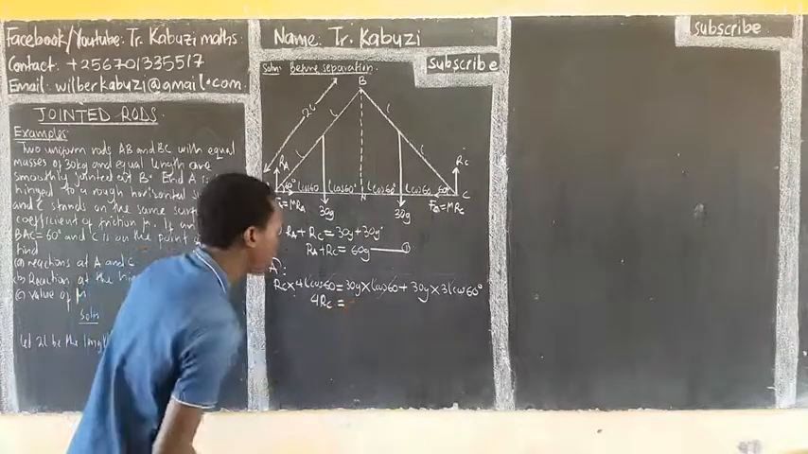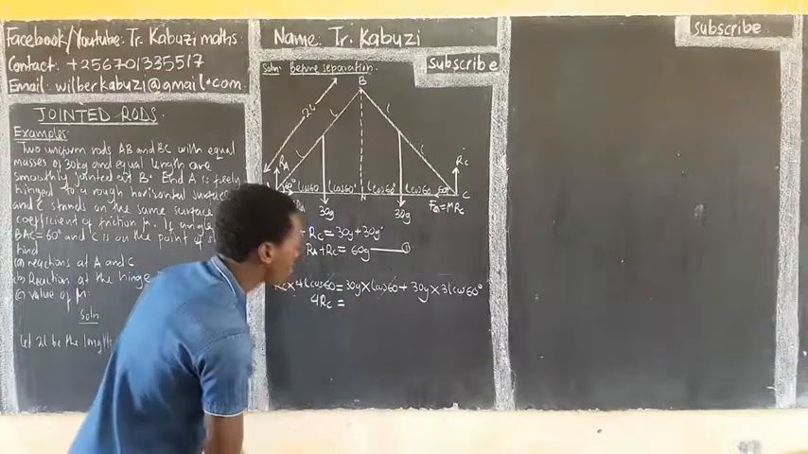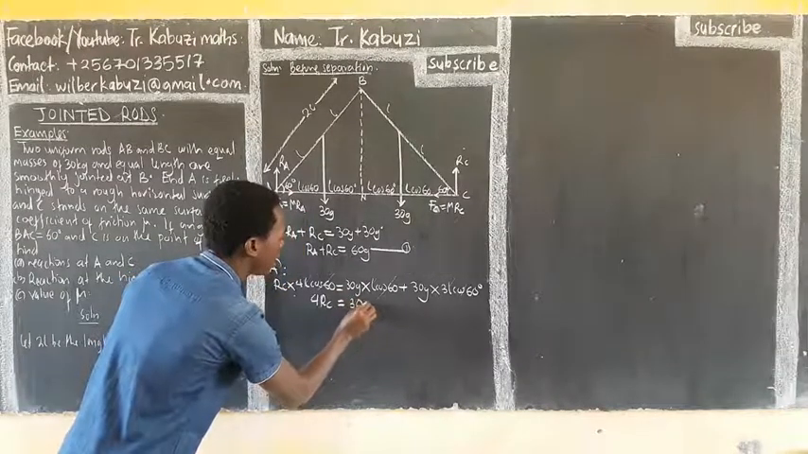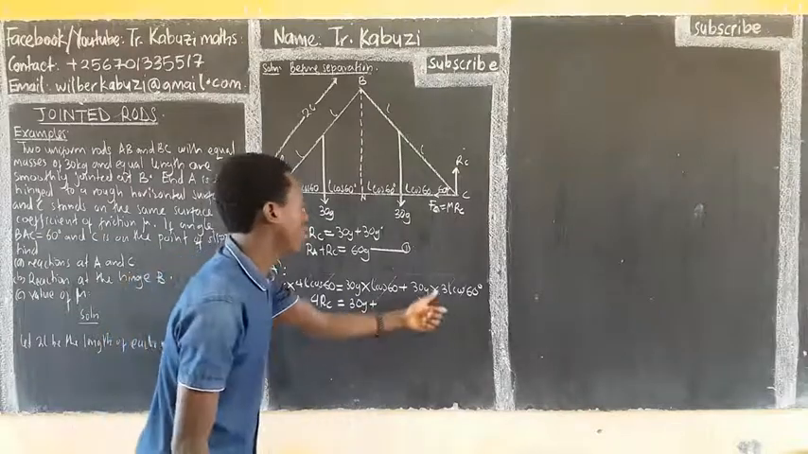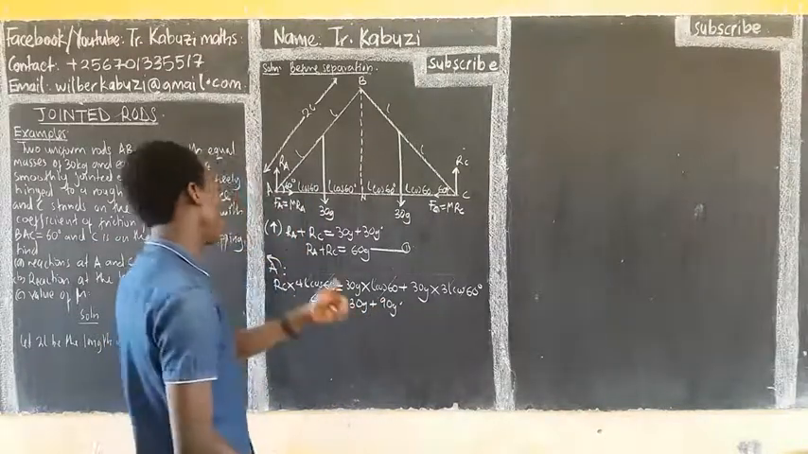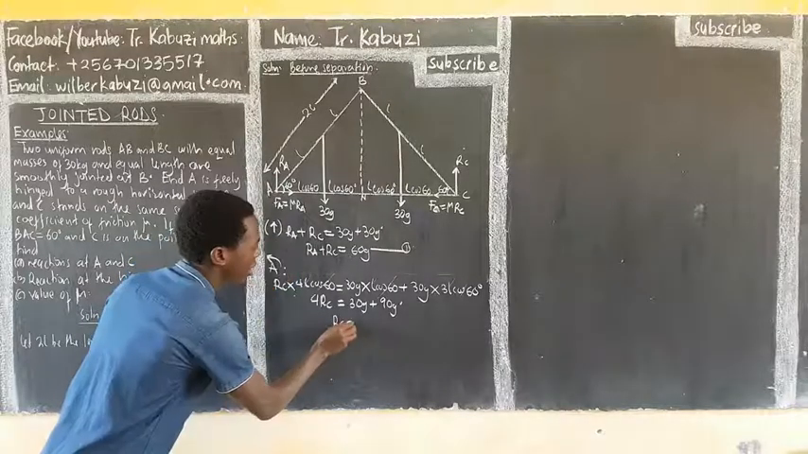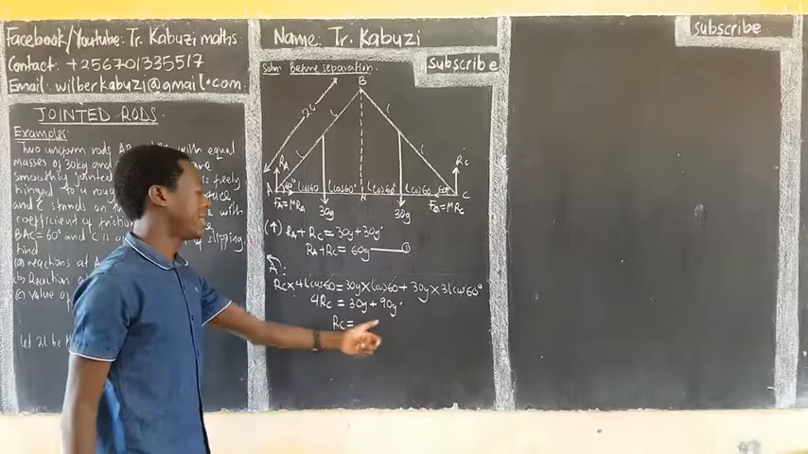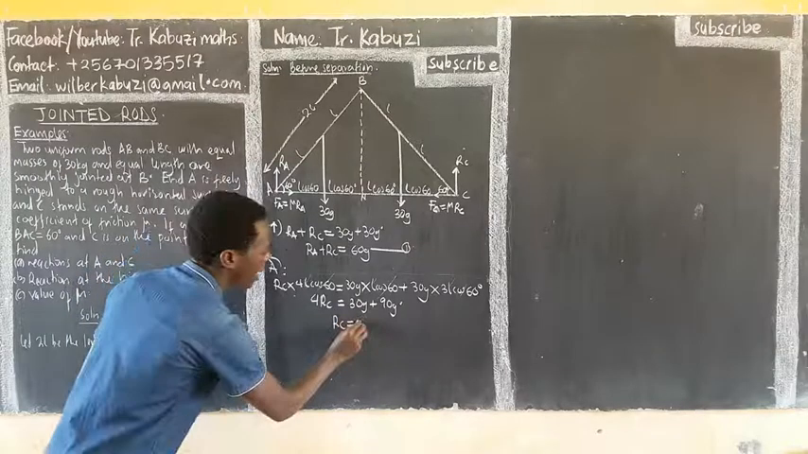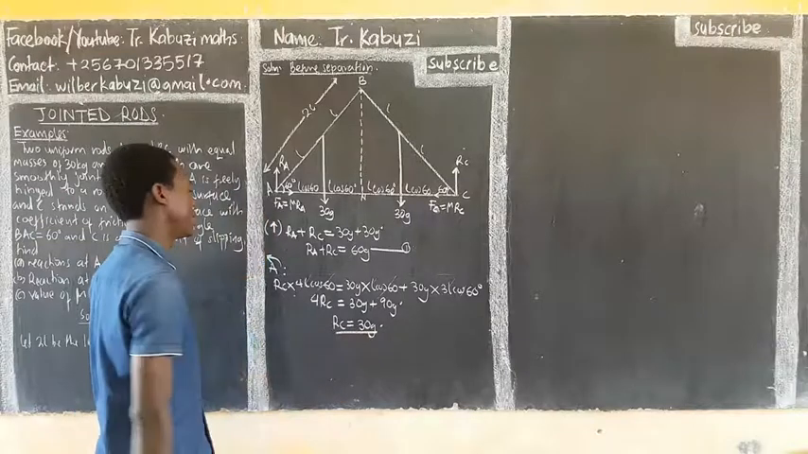This is going to give us 30 G. Plus this is going to give us 90 G. And from there, you are going to get 120. And so my RC is going to be 120 divided by 4, which is 30 G. This is my reaction at C. Don't forget the G as my point.